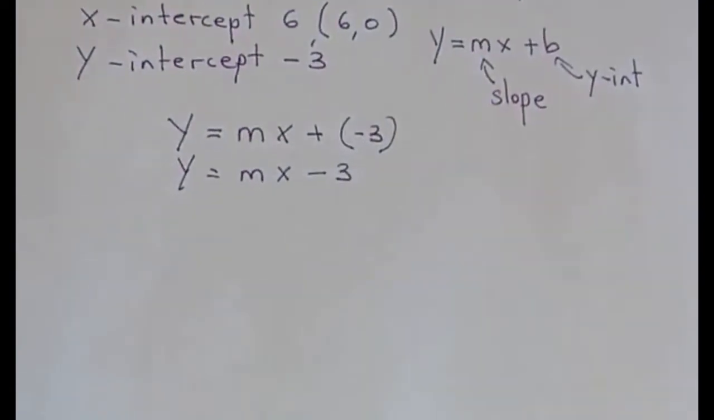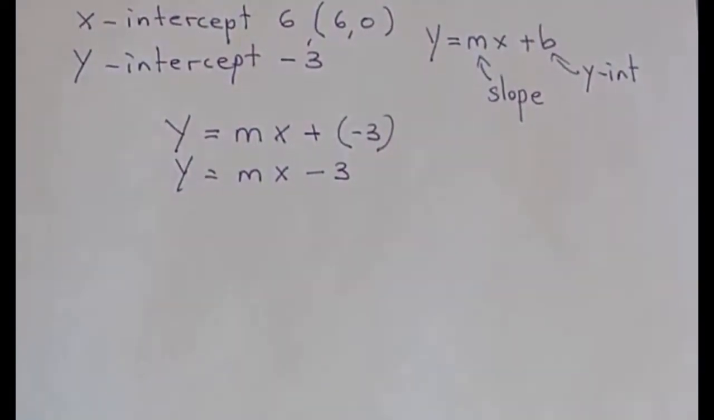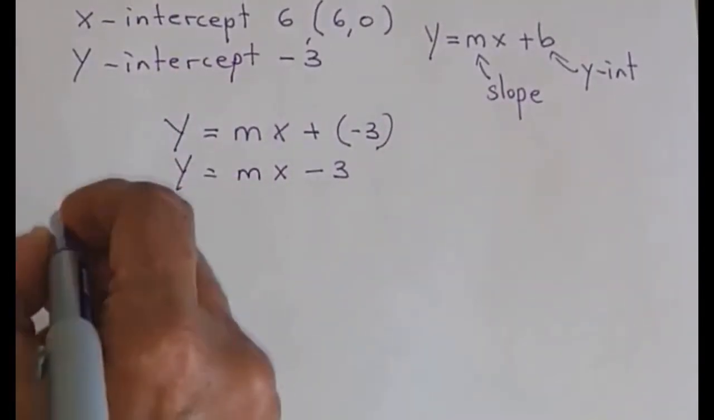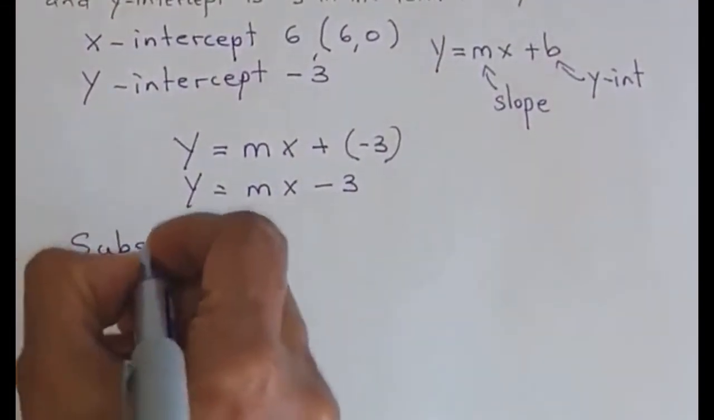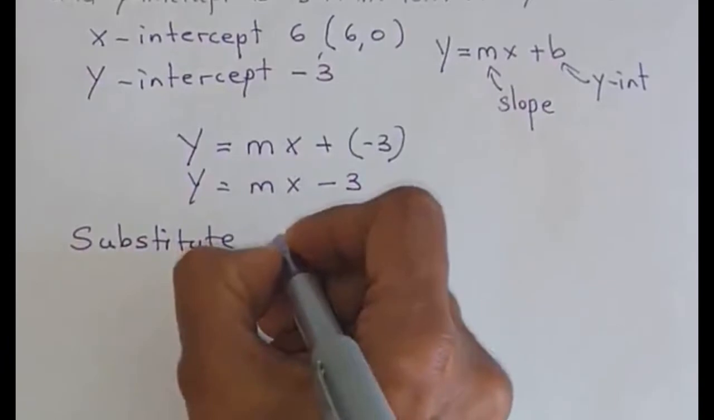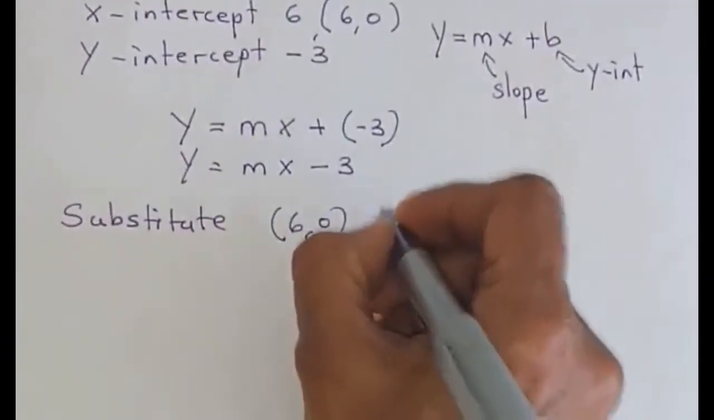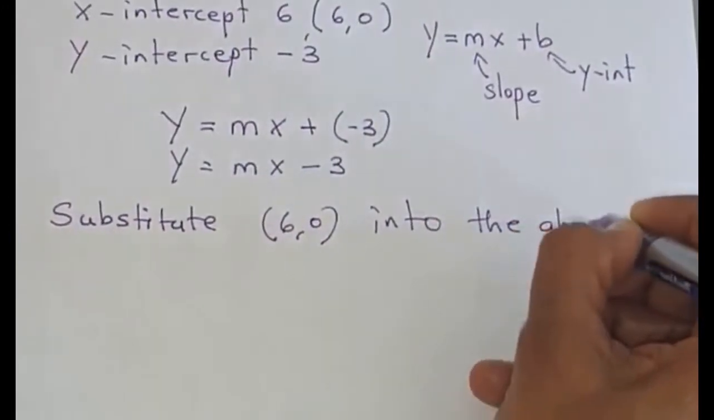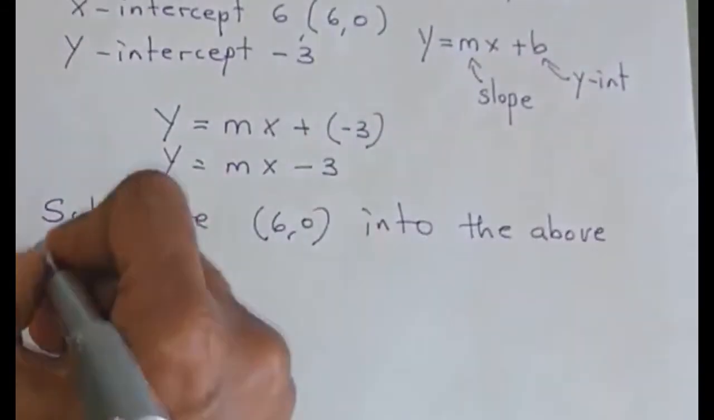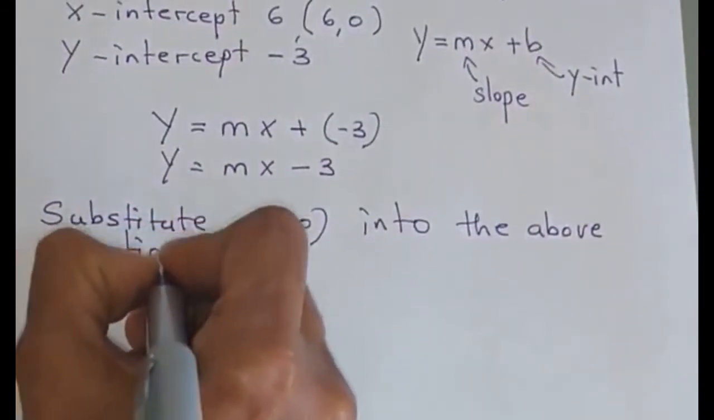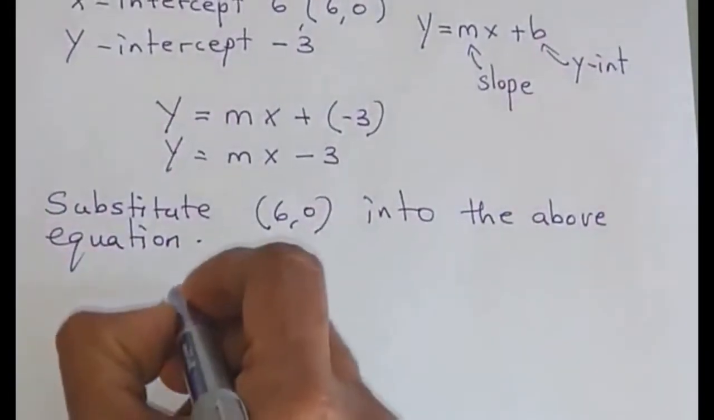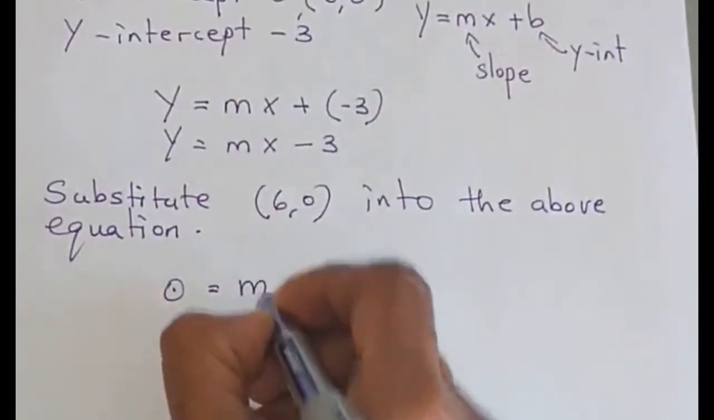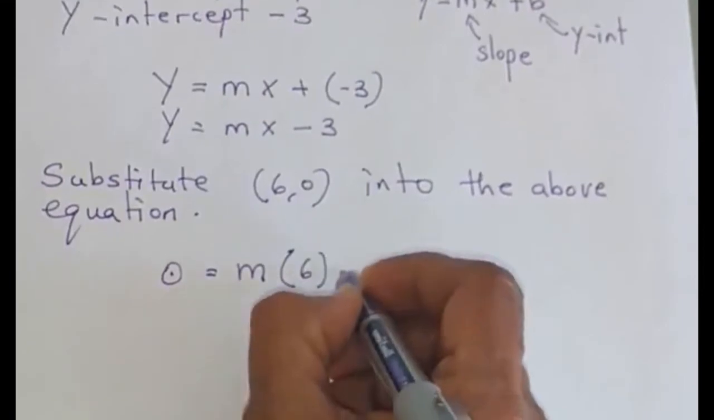Now, I need a point so that I can substitute into this equation and find the slope. I do know a point that's on the line, which is the x-intercept, (6, 0). So I'm going to substitute (6, 0) into the above equation. Y is 0, m is what I'm trying to find, x is 6, and -3.